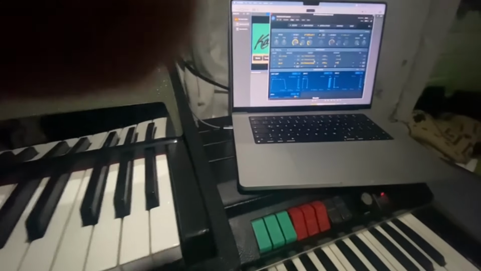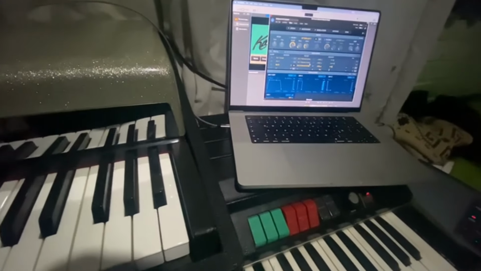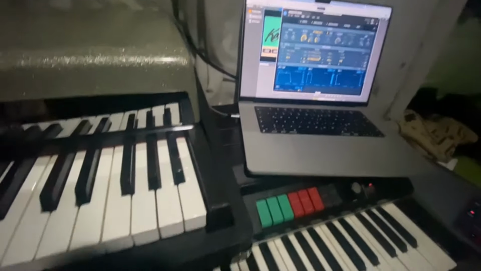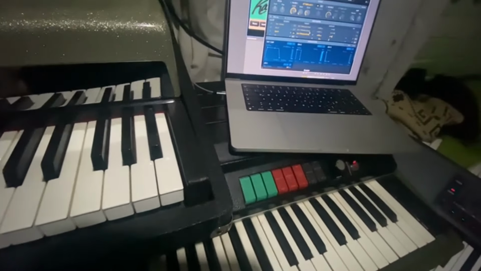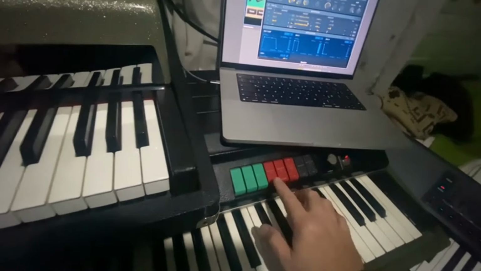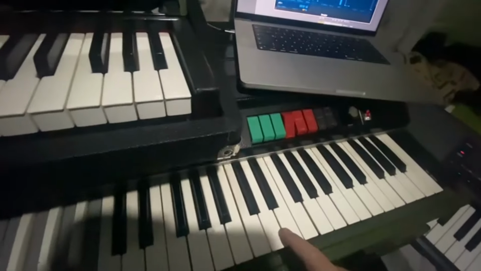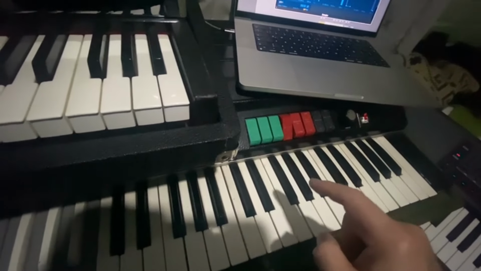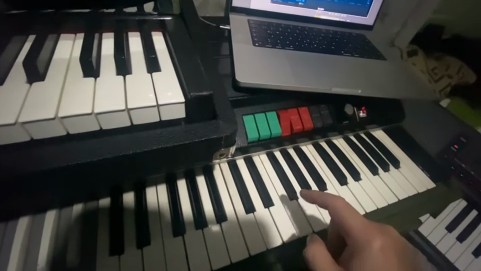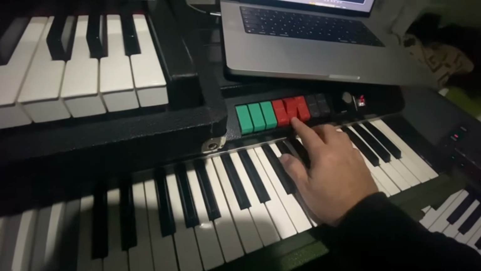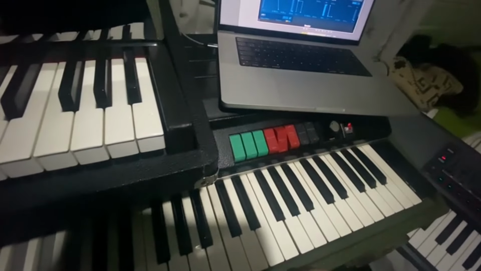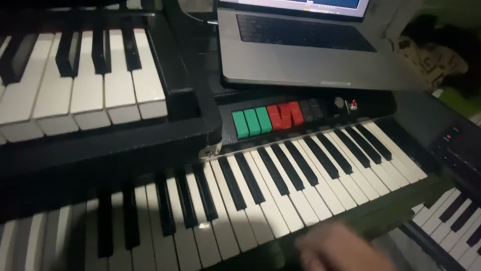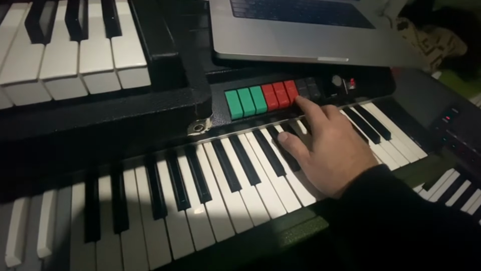And I'm gonna do now, if you're doing another triggering, I don't know, Ableton or something like that, this is the tempo, so you can match it. So there you go. Sustain. The second one, the long one. Combination, staccato.